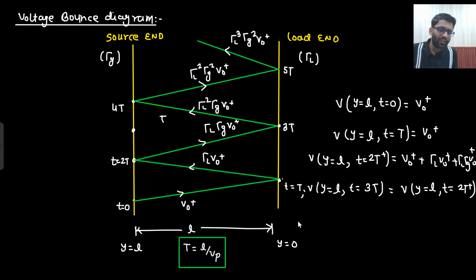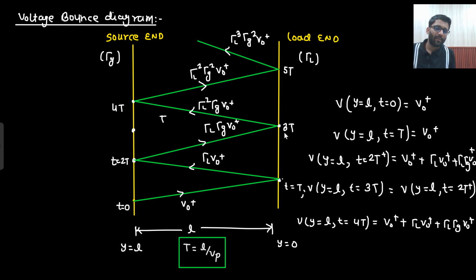So what will be the voltage at y equals L at time t equals 4t? So at 4t you will be having V naught plus, along with that you are having gamma L V naught plus, along with that gamma L gamma G V naught plus, along with that from the load as well something is coming, that is gamma L square gamma G V naught plus, along with that you are having this thing as well, gamma L square gamma G square V naught plus. Are you getting this point?